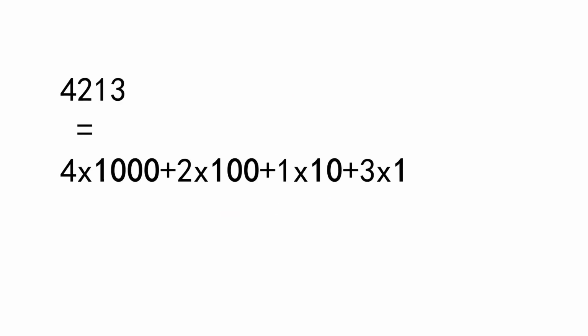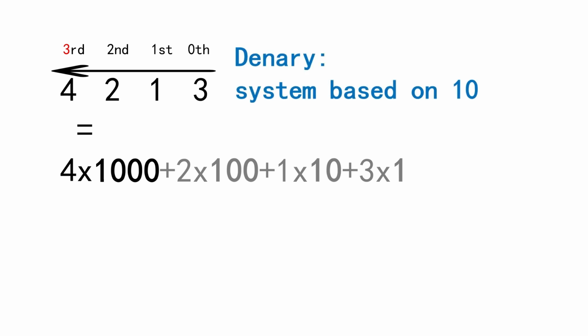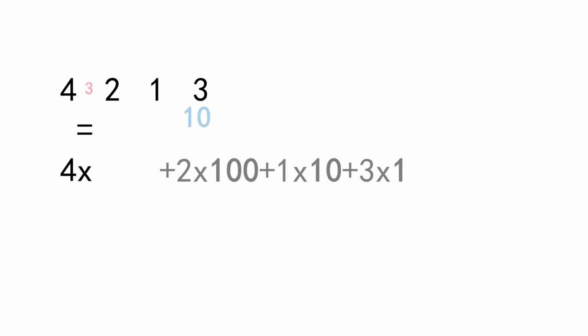Now let's try a larger number. For example, 4,213. This number means 4 thousands plus 2 hundreds plus 1 ten plus 3 ones. But why does the 4 represent 4 thousands? Because the 4 is in the fourth position from the right. And 4,213 is a decimal integer based on 10. So that position represents 10 to the power of 3, which equals 1,000. And the 4 here represents 4 times 1,000.